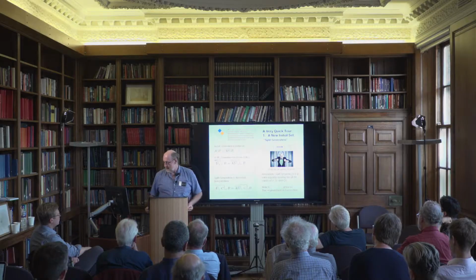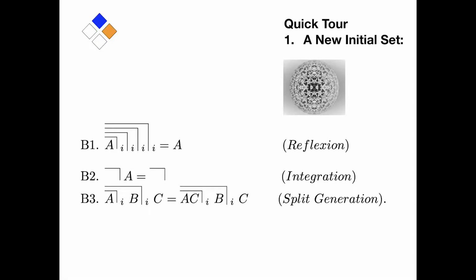Based on that split generation and using what's been referred to a couple of times today as the Bricken initials, with the first two Bricken initials plus the split form of generation, there is an axiomatically complete set of initials for the BF calculus, and this is a new result.